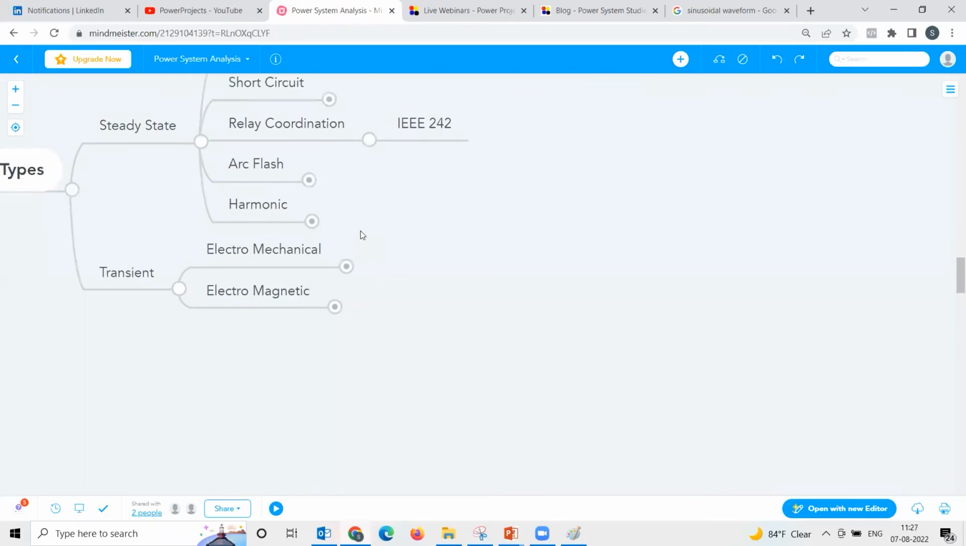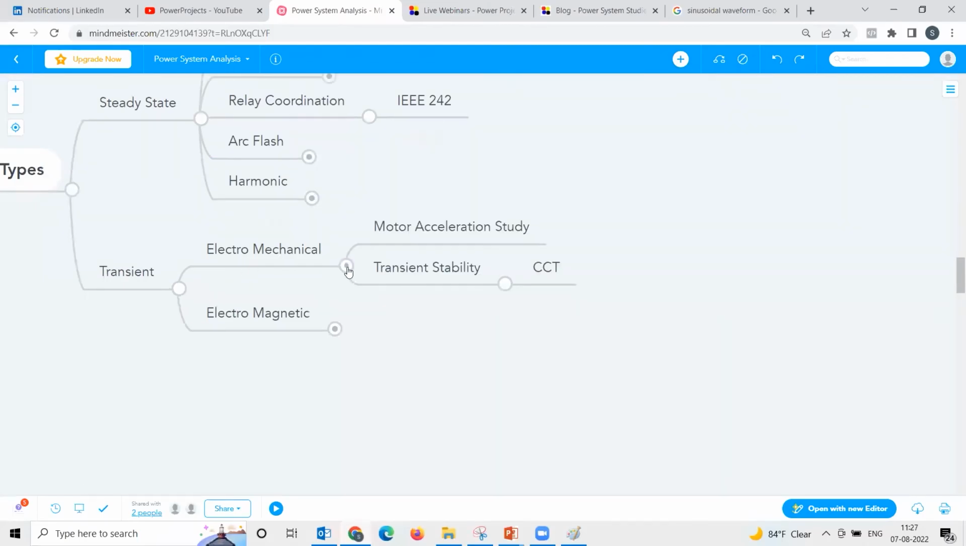And coming to transients, we are talking about electrical transients. One is the motor acceleration study, the other is the transient stability. Transient stability could be an angular stability, and the others are what we talked about yesterday. The other is LVRT, low voltage ride through studies, and high voltage ride through studies for renewable plants. So this comes under electromechanical transients.